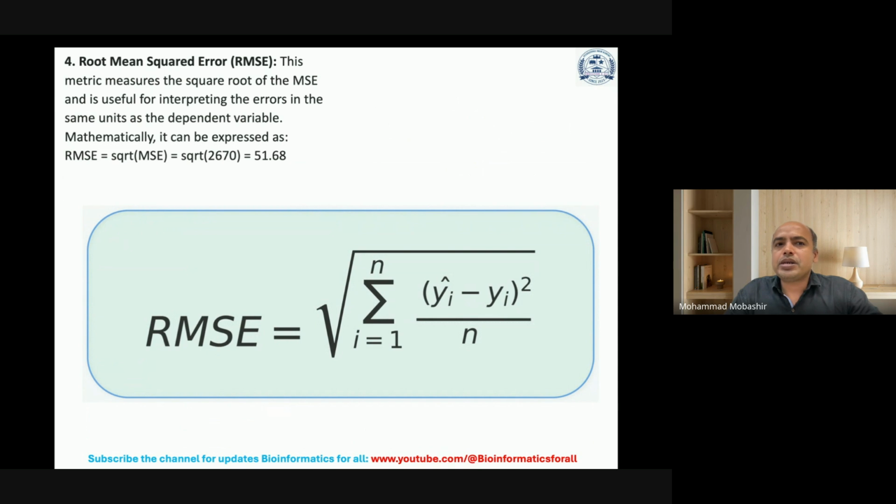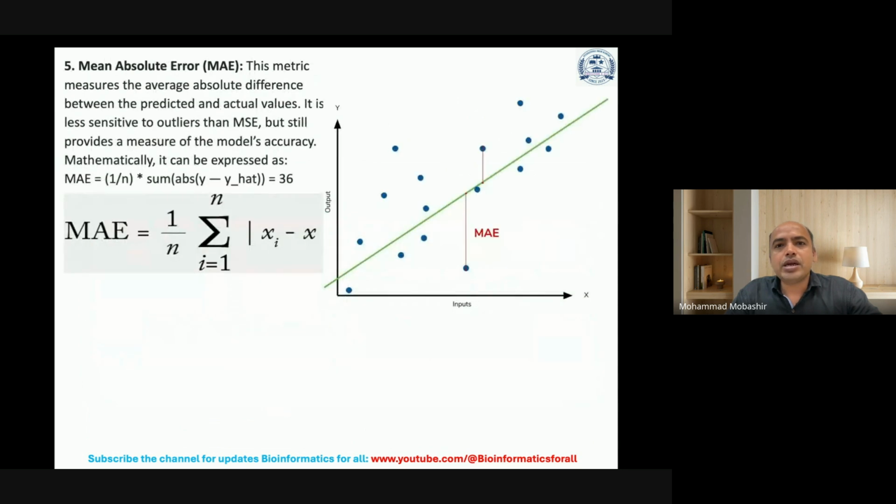Then it comes to RMSE, which is very commonly used and it is easy to understand. This metric measures the square root of MSE and is useful for interpretation of the errors in the same units as the dependent variable. Now you can look for mean absolute error, which is a much simpler equation, and it measures the average absolute difference between the predicted and actual values. It is less sensitive to outliers than MSE, but still provides a measure of the model's accuracy or performance.